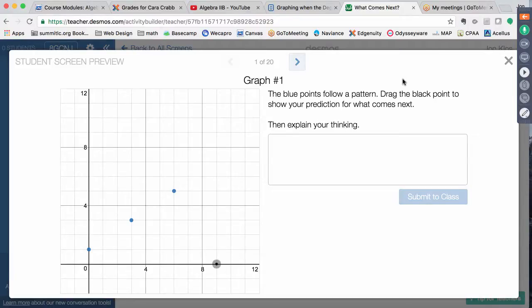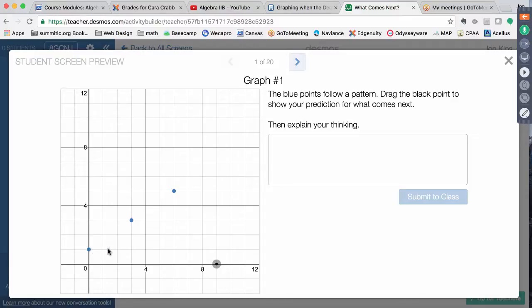Here's a week 3 preview for the Desmos activity in my Algebra 1B class. Again, we're learning about patterns, and this one is called What Comes Next. So here we go. We're on screen 1 of 20, and we're given a graph. The blue graph here follows a pattern. Drag the black dot to show what you think comes next and explain your reasoning.